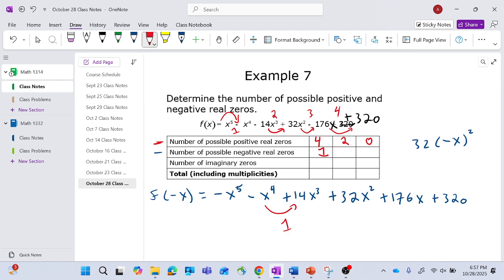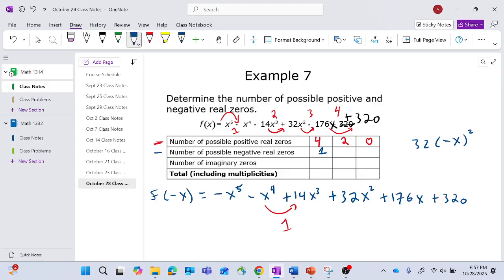Oh, this should be blue. But it's going to be 1. And this has the same rule of saying you can subtract 2 to get your next number of negative real zeros. But the problem with this is that if you do 1 minus 2, you have negative 1, right? You cannot have a negative amount of anything. This doesn't really make sense.